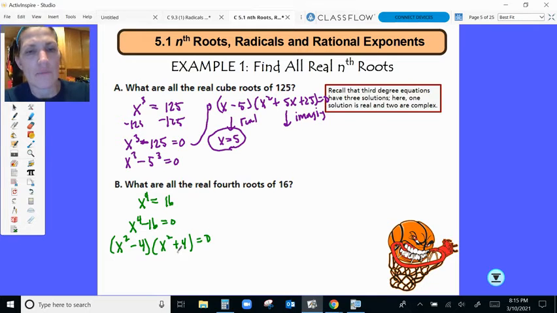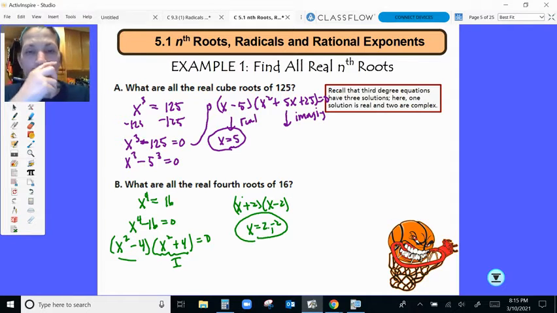Now this one would end up being imaginary, right? Because if I subtract 4, I'll end up with a negative radical. But this one right here, I can factor to x plus 2, x minus 2. And so that would end up being x equals 2 and negative 2. So I end up with two roots, right? Negative 2 to the fourth power is 16 and positive 2 to the fourth power is 16.